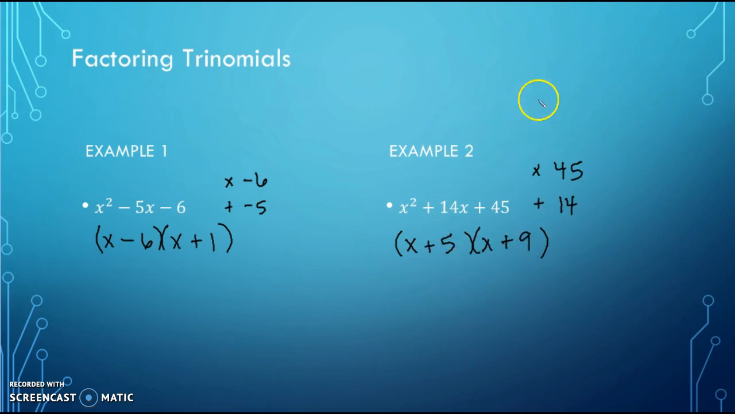Right? Order doesn't matter, right? We're multiplying. 5 times 4 is the same as 4 times 5. So you can write it x plus 5 times x plus 9 or x plus 9 times x plus 5. That part doesn't matter. They're the same thing.